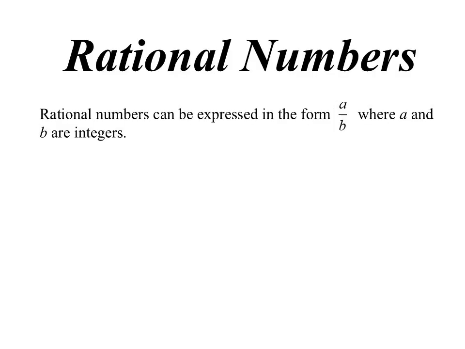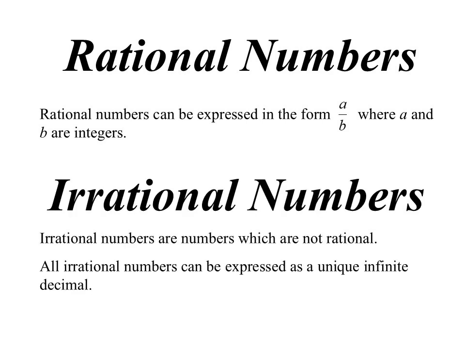Okay, rational numbers then. They are the ones that can be written as fractions a on b, where a and b are integers, of course. I mean, root 3 on 2 is still a fraction, but it's certainly not a rational number. So we're talking about where a and b are integers. Irrational numbers, they're all the other ones, so numbers that are not rational. And all of these ones can be expressed as unique, infinite decimals. They will go on forever and never stop, like pi.